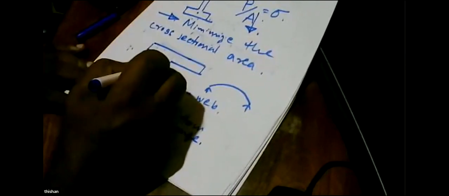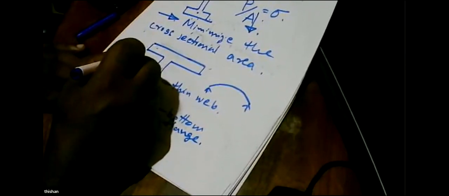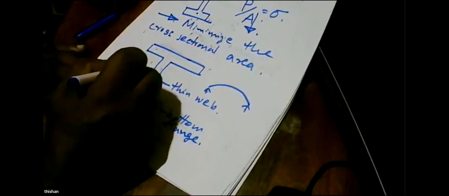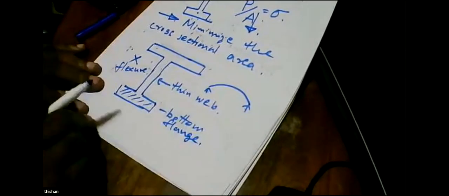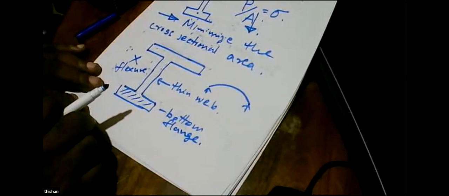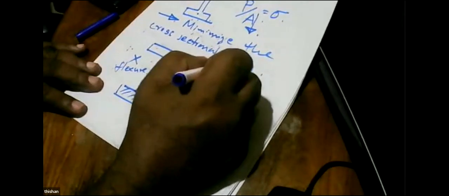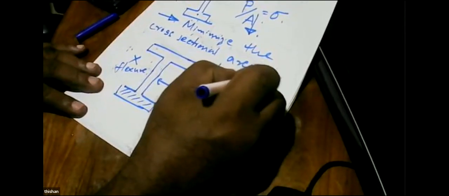Because this concrete will not participate in flexion. It's not going to do much in the flexion because that is the area where the stresses are low. So we like the web to be as small as possible, thin as possible. But we like to have a large top flange.